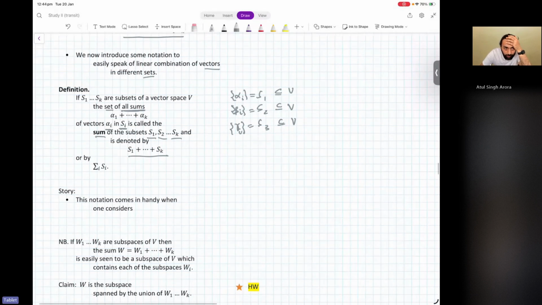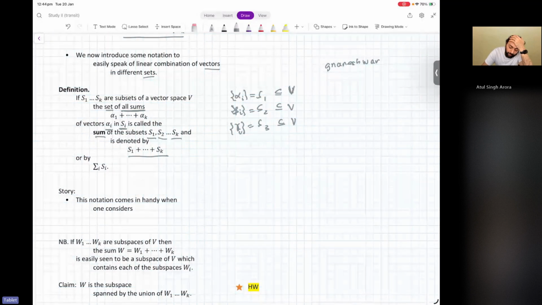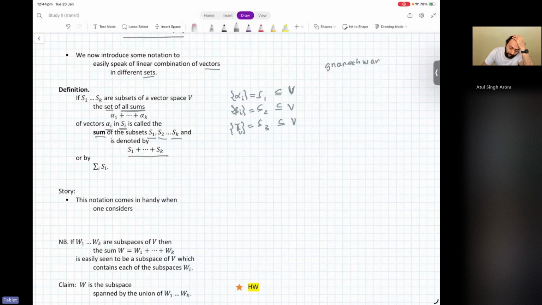Wait, what was your name? Who volunteered? My name is Gnaneshwar. Okay. Yeah, so is it clear, Gnaneshwar, what I'm saying? I'm just saying that you take 3 sets, subsets of V, and suppose that the vectors they contain are alpha i's, beta i's, and gamma i's. Is that okay?